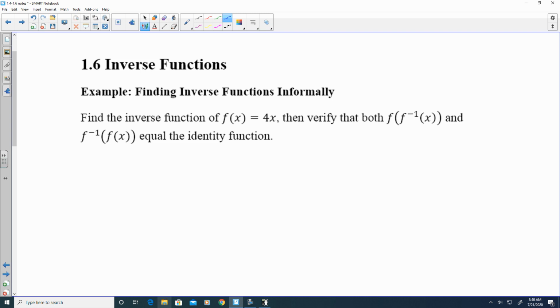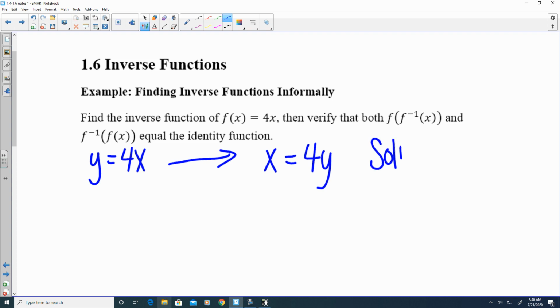So our steps here to finding an inverse, the first thing we're going to do is instead of using f of x as the notation, we're going to use y back in the original. And then the first step to finding the inverse is to switch variables. So we are going to switch it to x equals 4y and then solve for y. Once you solve for y, you're going to have the inverse. So all we need to do on this question is divide by 4.